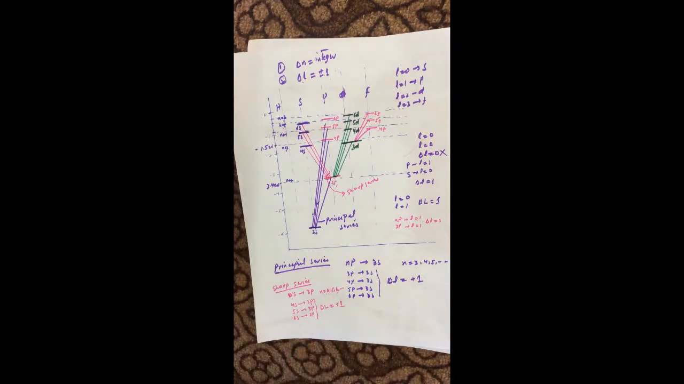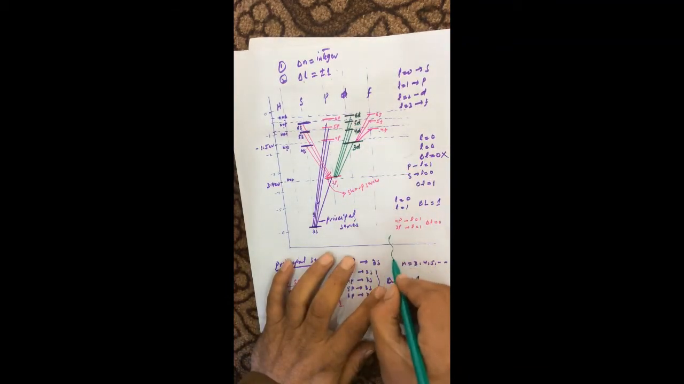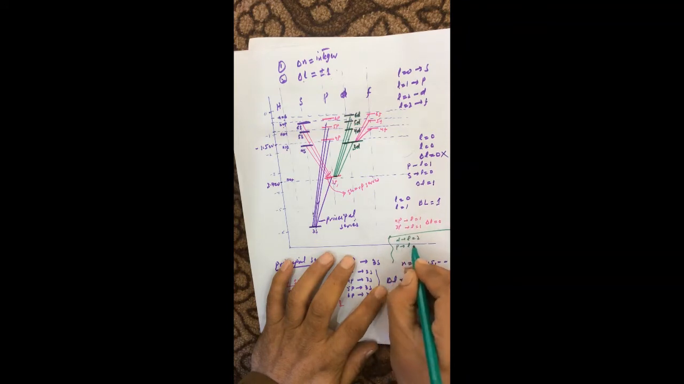Next we have, for d, if I look at here, for d we have L value which is 2, and for p we have L value which is 1, and delta L is minus 1.